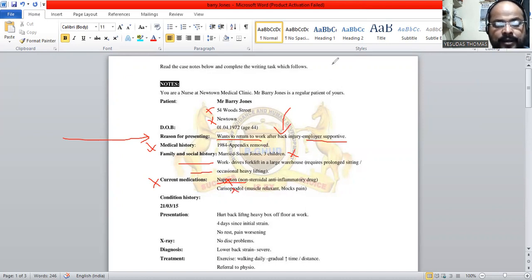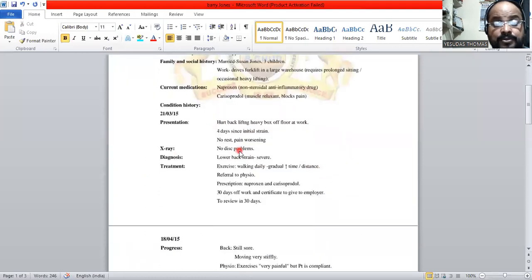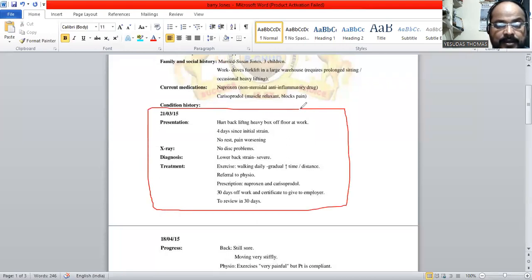Now let's move ahead and see what is relevant. I really need the summary of this. The presenting complaint, the summary. I don't need this because there are no such problems. If there are no such problems, why should I mention that? Here, the diagnosis is very important.